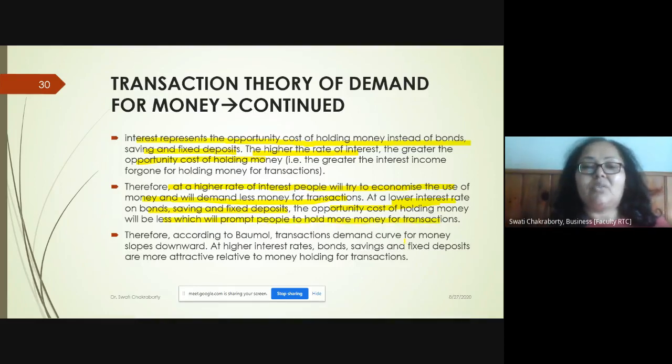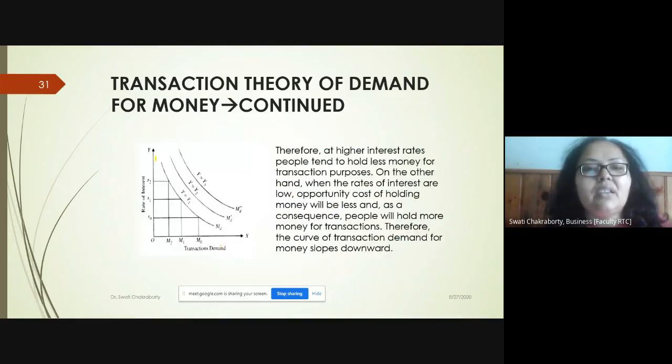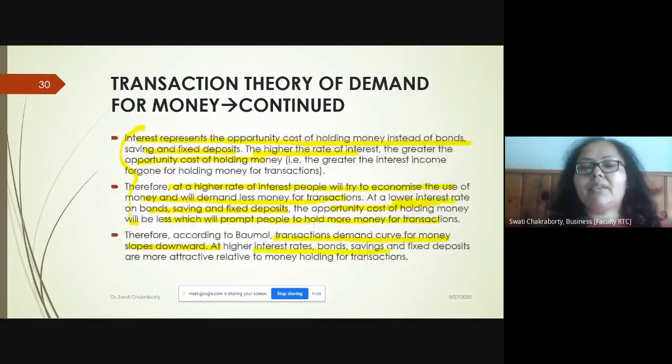This actually led to the conclusion, as per Baumol, that the transactions demand for money is downward sloping; it is inversely related to the rate of interest. See, it's downward sloping, rate of interest and demand. As the rate of interest goes down, the demand for money goes up. If it decreases, demand for money goes up. So at a higher rate of interest, bonds, savings, and fixed deposits are more attractive compared to holding money for transactions.